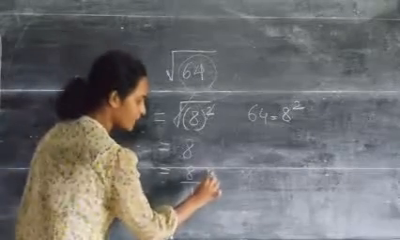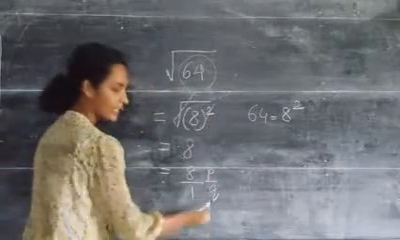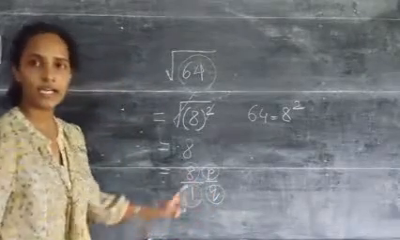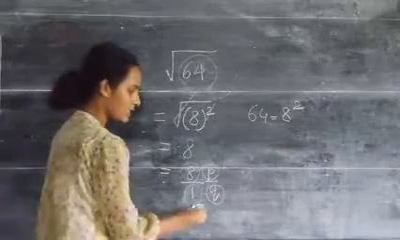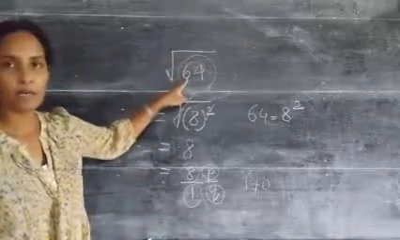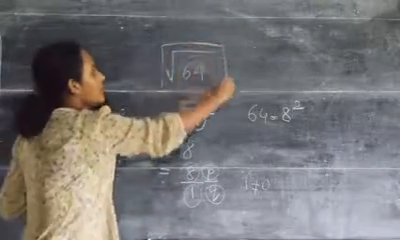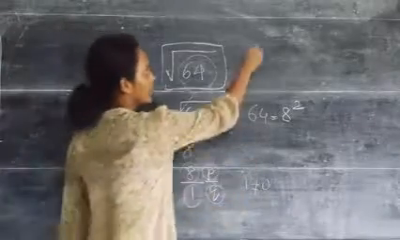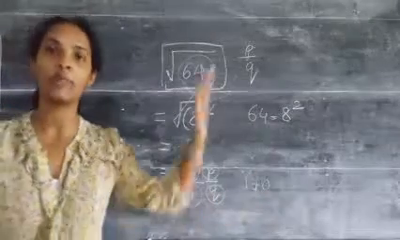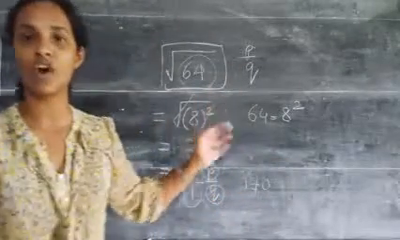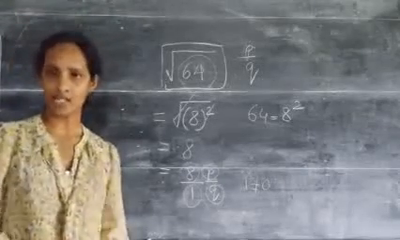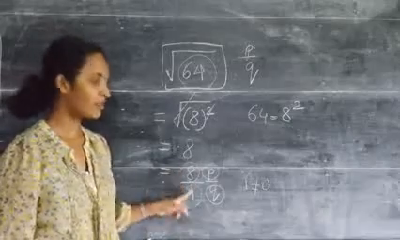So now can I say that this is P by Q form, right? And P and Q are both integers. 8 and 1 are both integers, and this 1 is not equal to 0. So that means this root 64, I can write it in the form of P by Q, where P and Q are both integers and Q is not 0. So can I say that this is a rational number? Yes, it is a rational number. Why? Because we can write it in the form of P by Q.